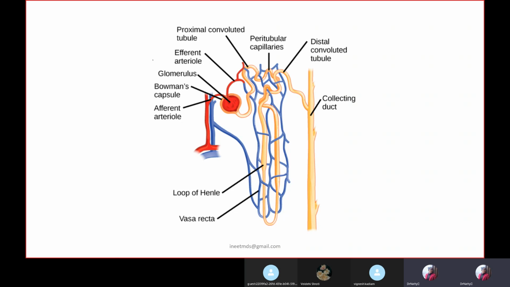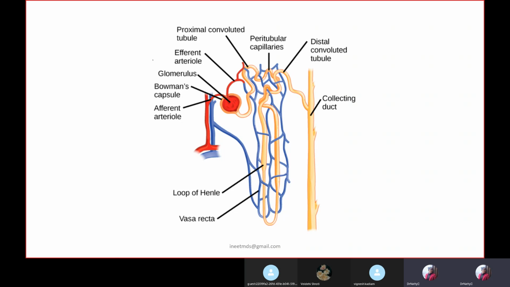So here, the fluid in the loop of Henle, you have a descending loop and an ascending loop. In the descending loop, it will flow in one direction, and in the ascending loop, it will flow in the opposite direction. When it flows in the descending loop, the sodium will come out and water will get reabsorbed. Whereas in the ascending loop, when it goes up, the sodium will get reabsorbed, whereas water will go out. So whatever substances go out will get absorbed by the vasa recta.